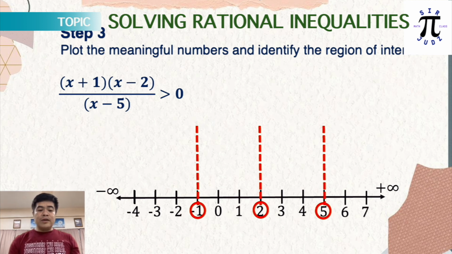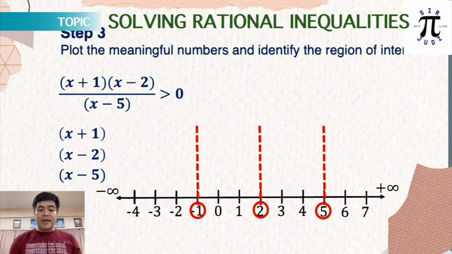So, kung anong arrangement ng -1, 2, and 5, that would be the arrangement of your factors on the left side. Ganito pagkasulat. Sulat mo muna, since we have -1 here, isulat mo muna sa pinakaitaas ang x plus 1 na factor. Followed by 2, so sulat mo ang x minus 2. And then, followed by x minus 5. I repeat, kung anong arrangement ng meaningful numbers mo dito sa real number line from left to right, ganun din ang arrangement ng factors mo.